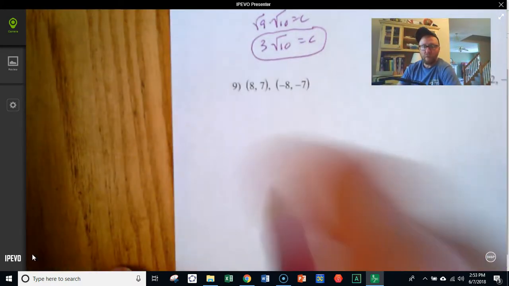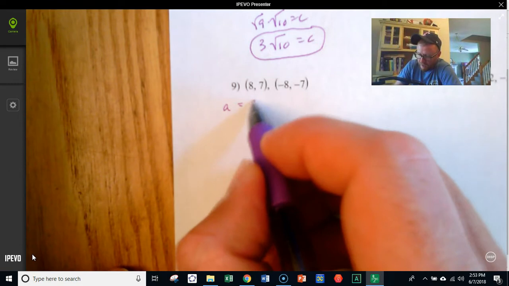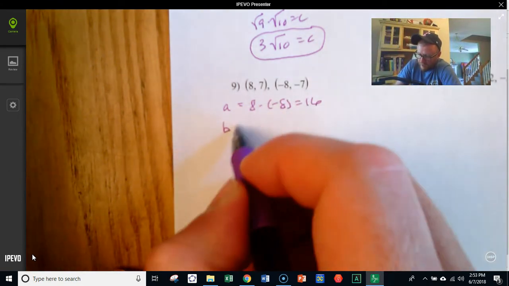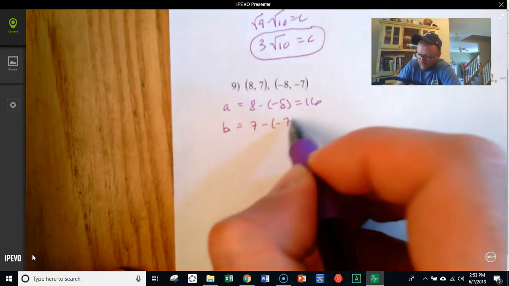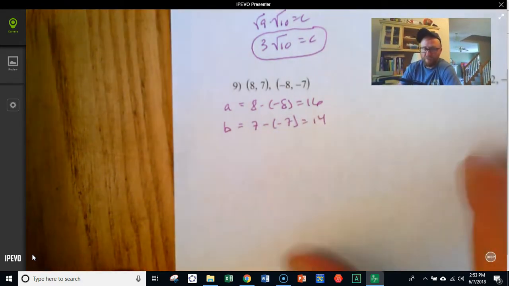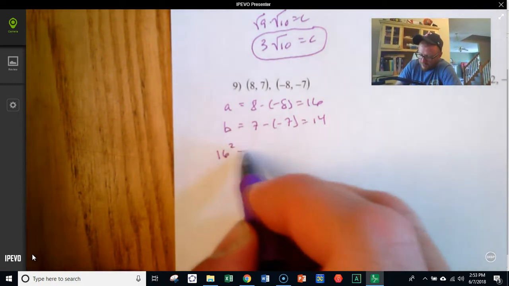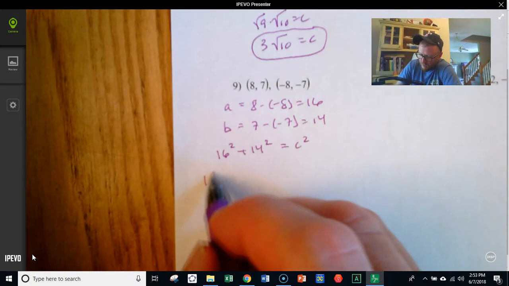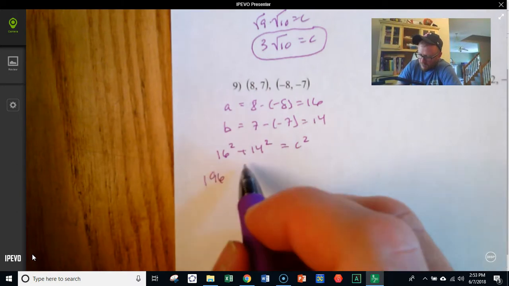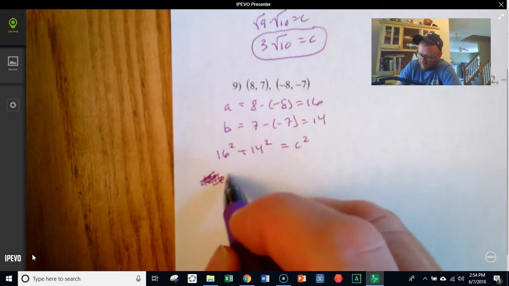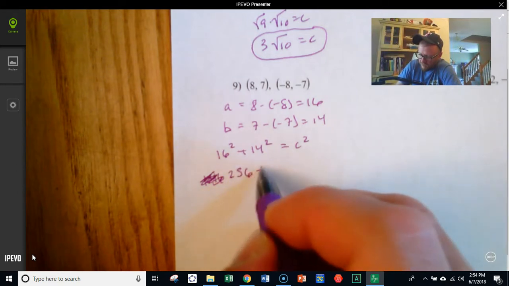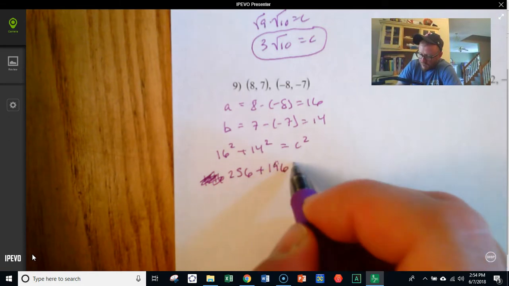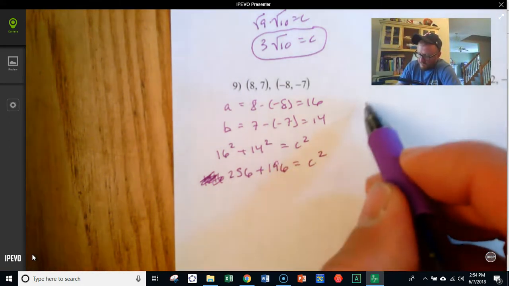Okay, here we've got a equals 8 minus negative 8, which is 16. And b is 7 minus negative 7, which is 14. So we've got 16 squared plus 14 squared is c squared. 16 squared is 256 plus 196 is c squared.